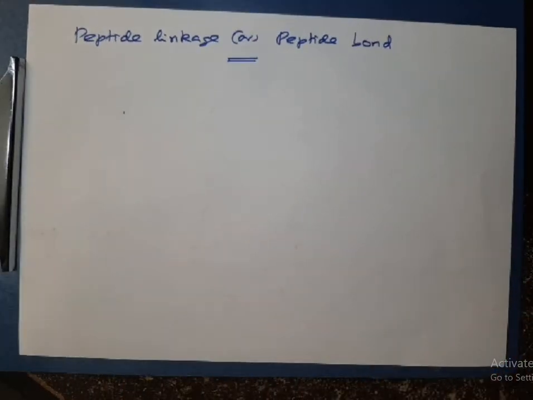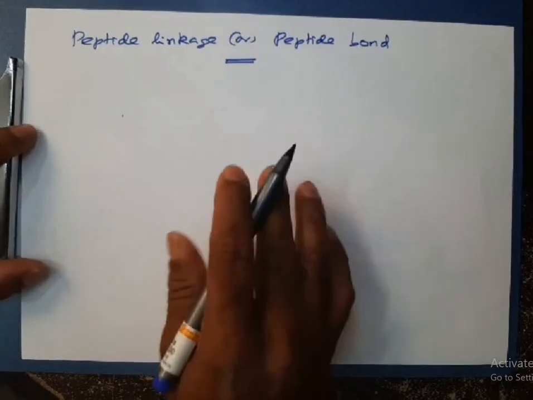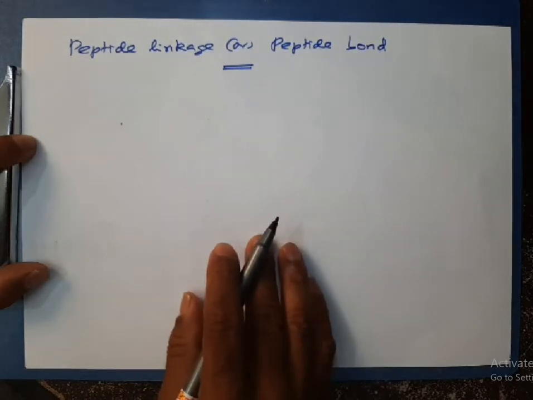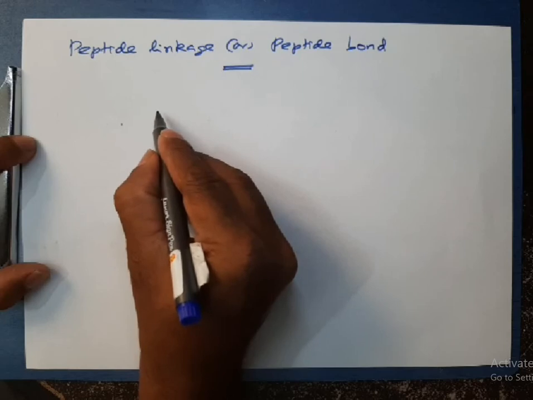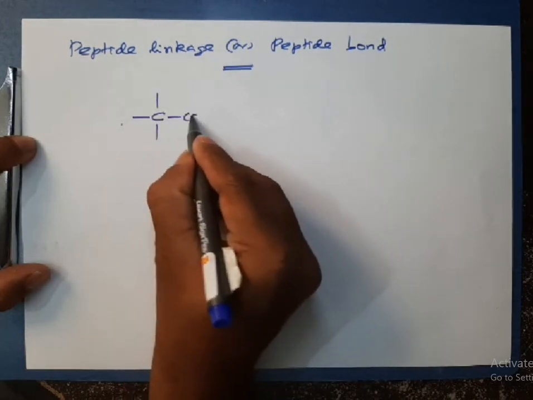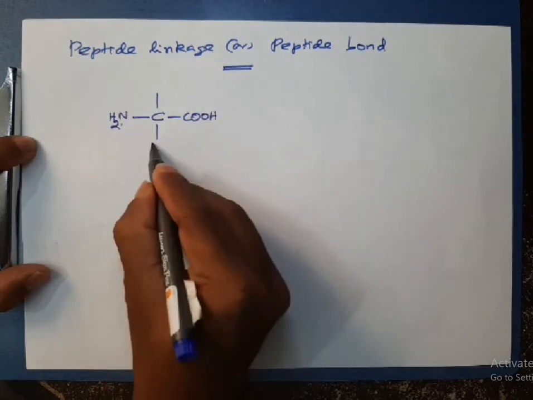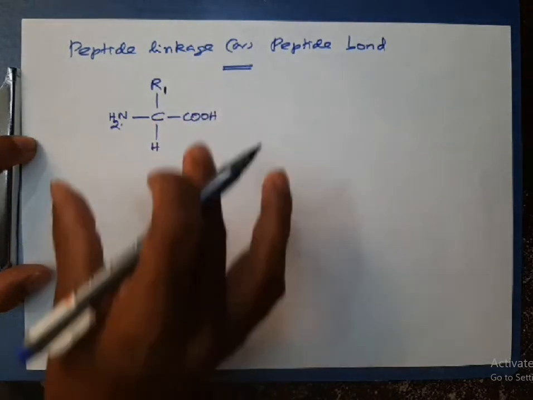Okay, students, observe carefully. Peptide bond. Listen, peptide linkage. Suppose I take two amino acids. Say I have alpha carbon, COH, NH2, H, and here I'll put some R group. Let me represent this as R1. This is one amino acid.